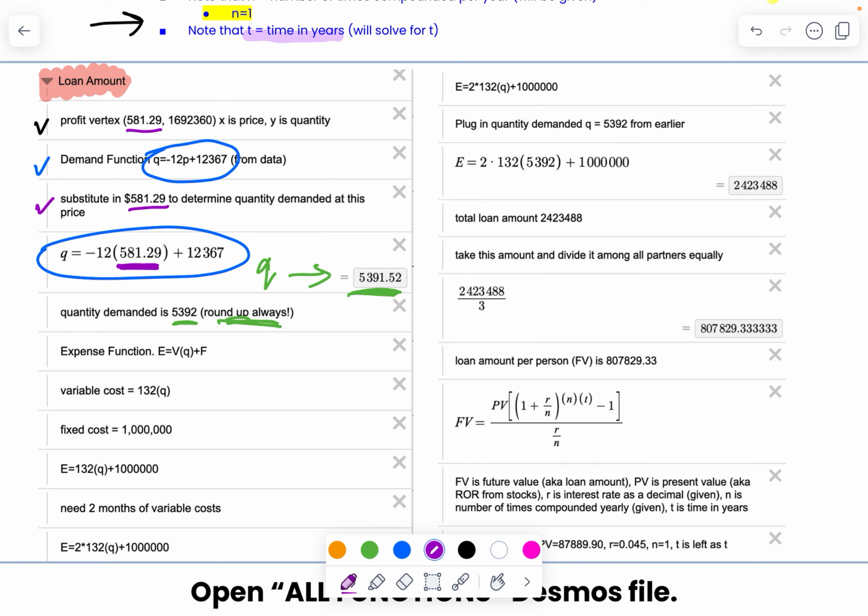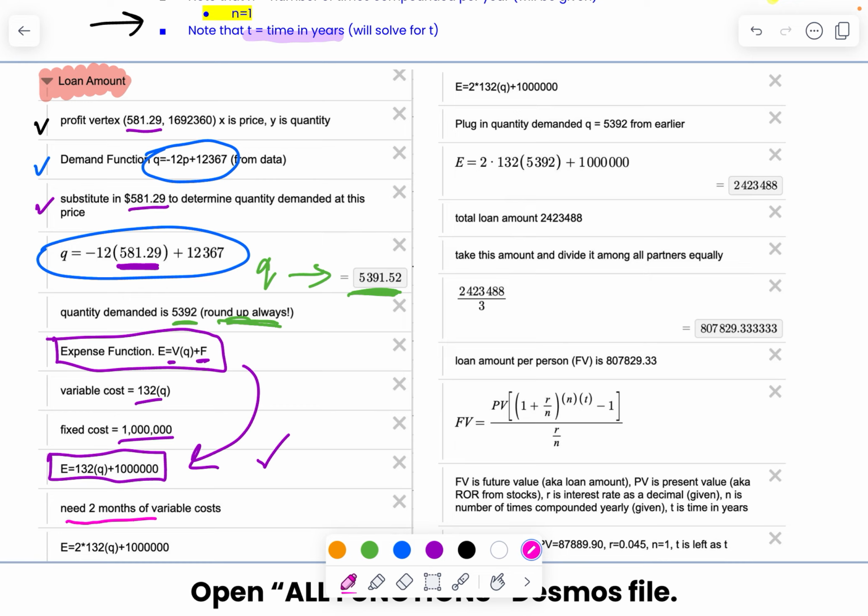I also made note of what my expense function was, and reminded myself what the variable and fixed costs were. Those numbers go in here. So you can see my expense function really is this. Many of you probably just have this, and that's totally fine. I just like to be very thorough on exactly what I'm doing and why I'm doing it and where this stuff came from. I did remind myself that I needed 2 months of variable cost to borrow, so that's why there's a 2 in front of the 132Q.